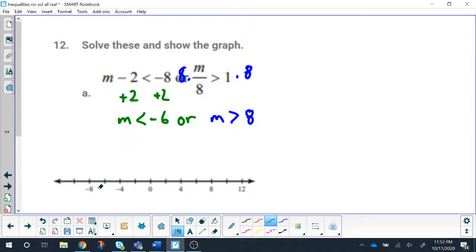So notice negative 6 right here, and I shade to the left. M is less than negative 6, like negative 7, negative 8, or M is greater than 8, so everything works that's greater than 8. 9, 10, 12, and so on. And so notice that was just with two inequalities. We join them on the same number line. This is my solution.